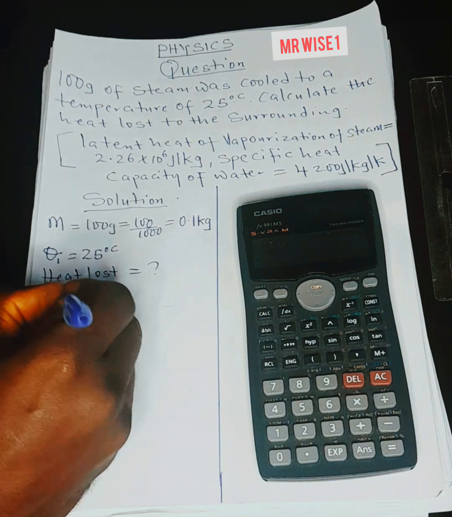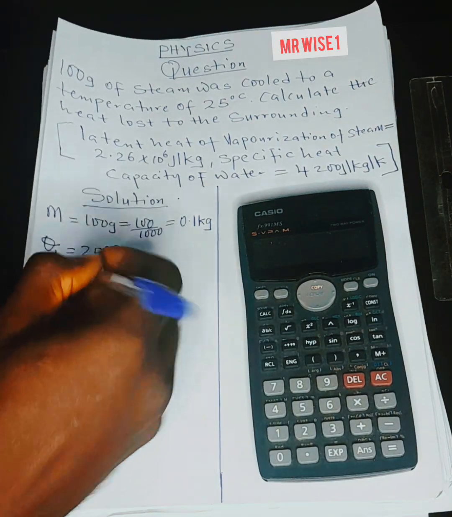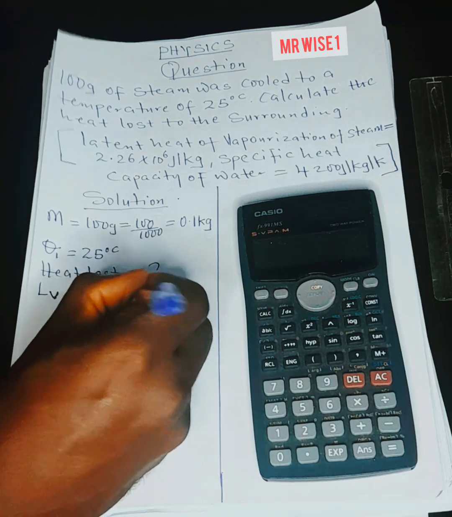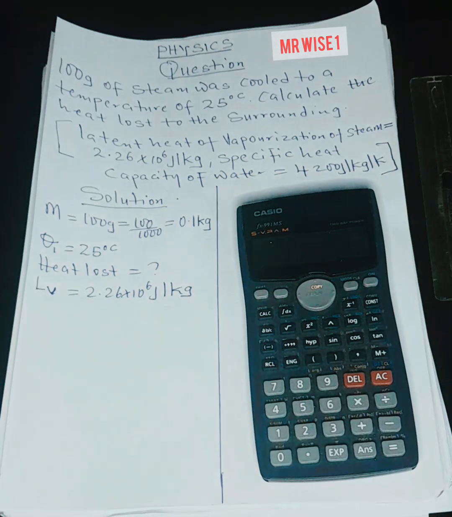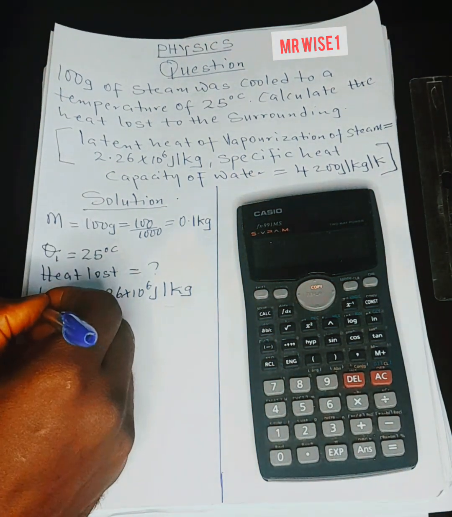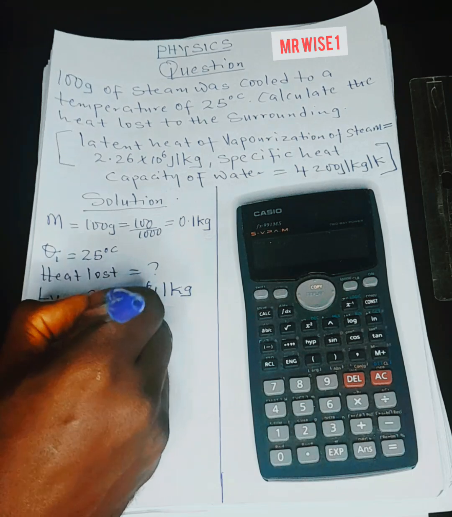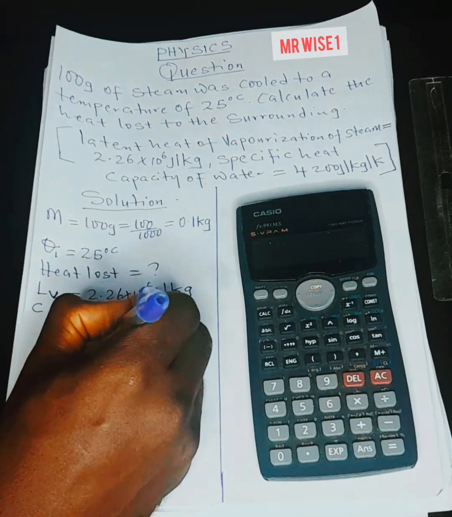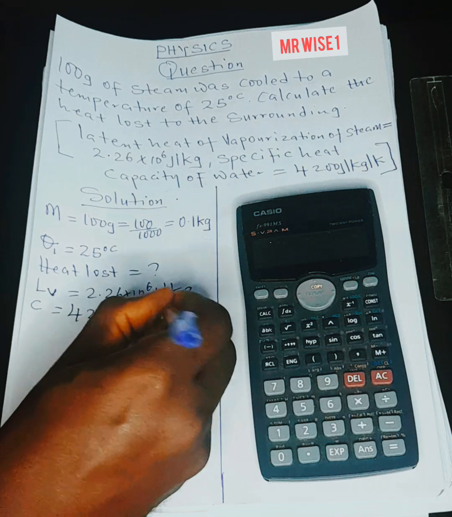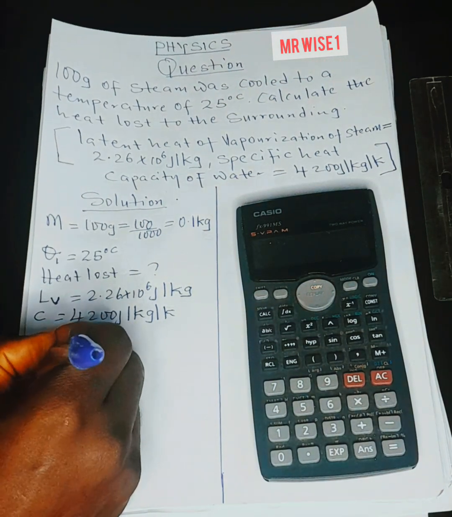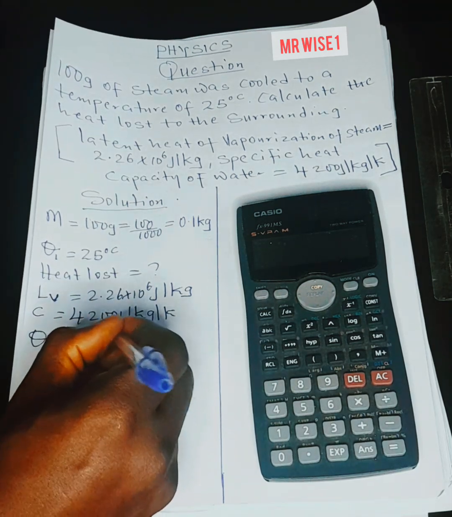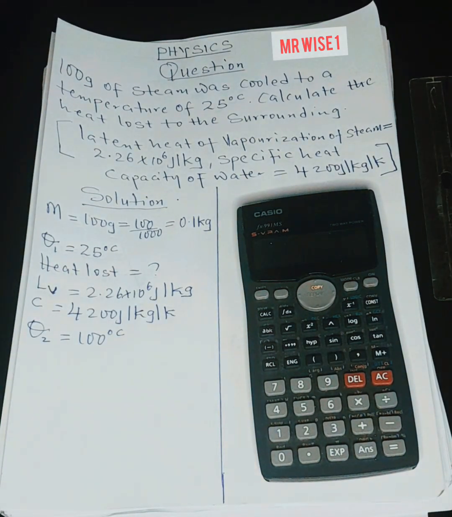Okay, latent heat of vaporization of steam is given to us. That means my LV is equal to 2.26 times 10 raised to the power of 6 joule per kilogram. Specific heat capacity of water is also given to us. That's my C, given as 4,200 joule per kilogram per Kelvin. Remember that anything that has to do with steam, the highest temperature there is 100 degrees Celsius. That means my final temperature, theta 2, is equal to 100 degree Celsius.